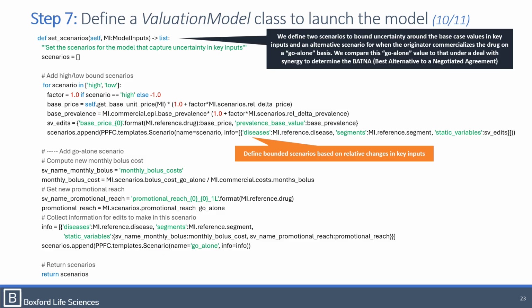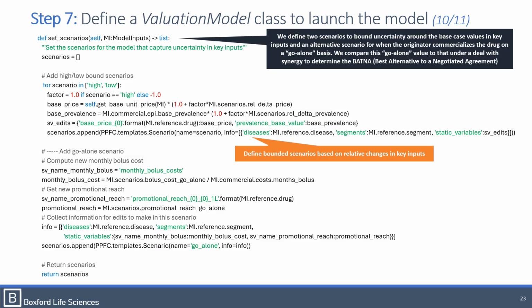To do that for each one of these scenarios, we calculate what the new base price and new prevalence should be based on our base values and the relative uncertainty in each one of those, and then whether we want to modify it to be on the high end or the low end. Those define a set of edits to static variables that are created when we create the model, that we're going to overwrite with these new values when that scenario is active.